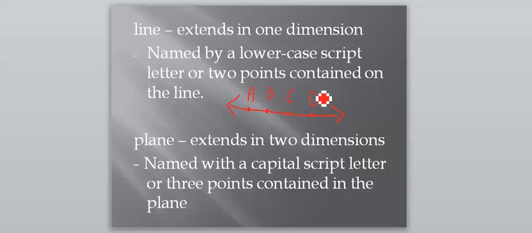And there are two different ways we can name lines. The first one is a lowercase script letter. Script is like a cursive letter, and usually we use L, M, N, P, that part of the alphabet. So you could say that this is line L, and just using the L, the fact that it's lowercase and script would tell the person looking at it that it's a line.